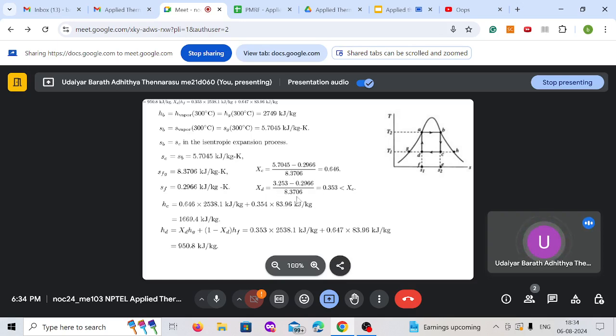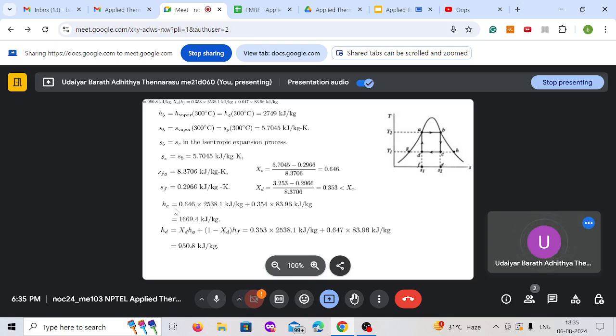So from there we'll find out the vapor fraction at state D is 0.353. Because D is less than C, since you are condensing vapor, your amount of vapor at state D will be lower, which we can see is 0.353 compared to 0.646. So using these vapor fractions, we can again find out the enthalpy at states C and D.